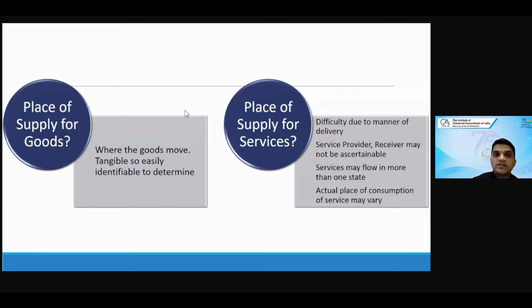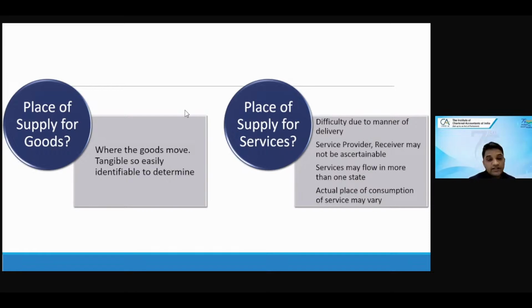No, it is not that easy, because for place of supply of services, you have a lot of things. There is difficulty due to the manner of delivery. There is difficulty that the service provider or receiver may not be ascertainable. Third scenario is where services may flow in more than one state. Then what do you do? Which state do you pay the GST? And then the actual place of consumption of service may vary.